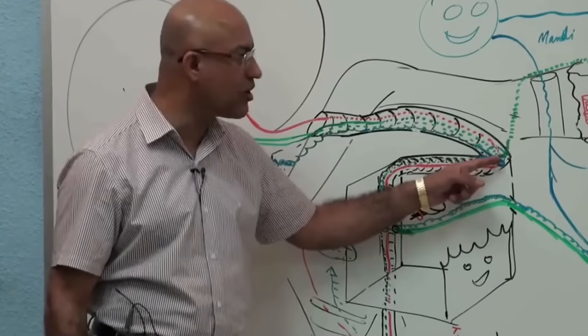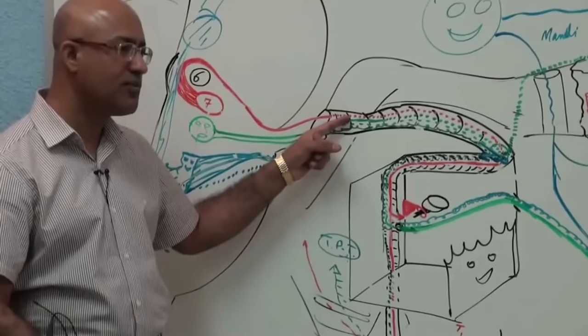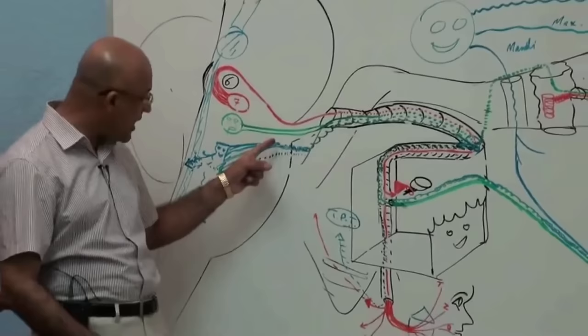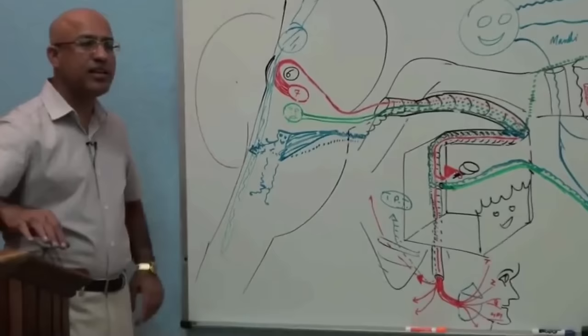And the central processes move as a part of which nerve? Nervus intermedius part of the facial nerve. And eventually they enter at the pontocerebellar junction, right? They enter the brainstem and they get connected inside the brainstem with the spinal nucleus of the trigeminal nerve.